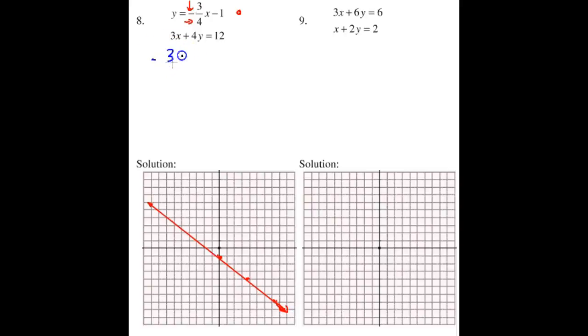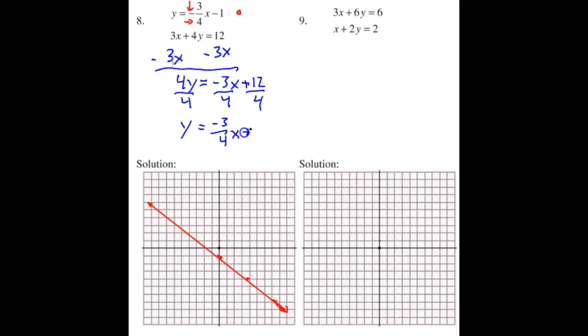But the second one we're going to have to actually solve for. So we're going to do minus 3x on both sides. So we get 4y is negative 3x plus 12. Divide everything by 4. Y equals negative 3x over 4 and then plus 3.